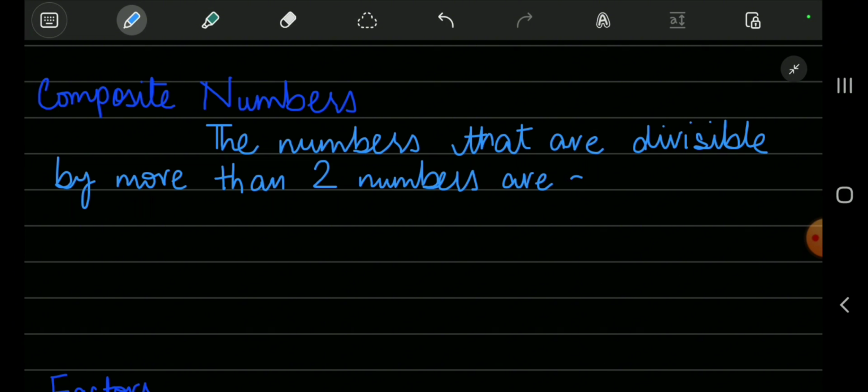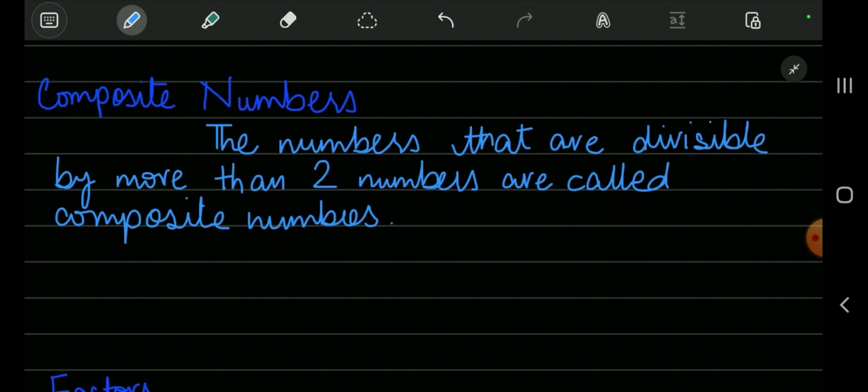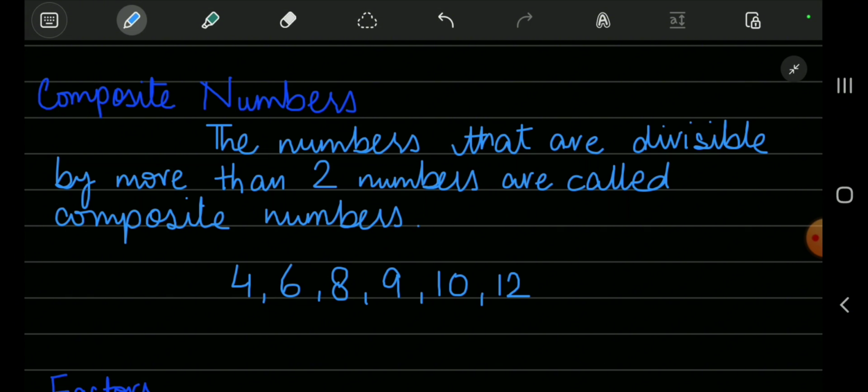Numbers that are divisible by more than 2 numbers are called composite numbers. For example, 4, 6, 8, 9, 10, 12, 14, 15, okay, and so on.